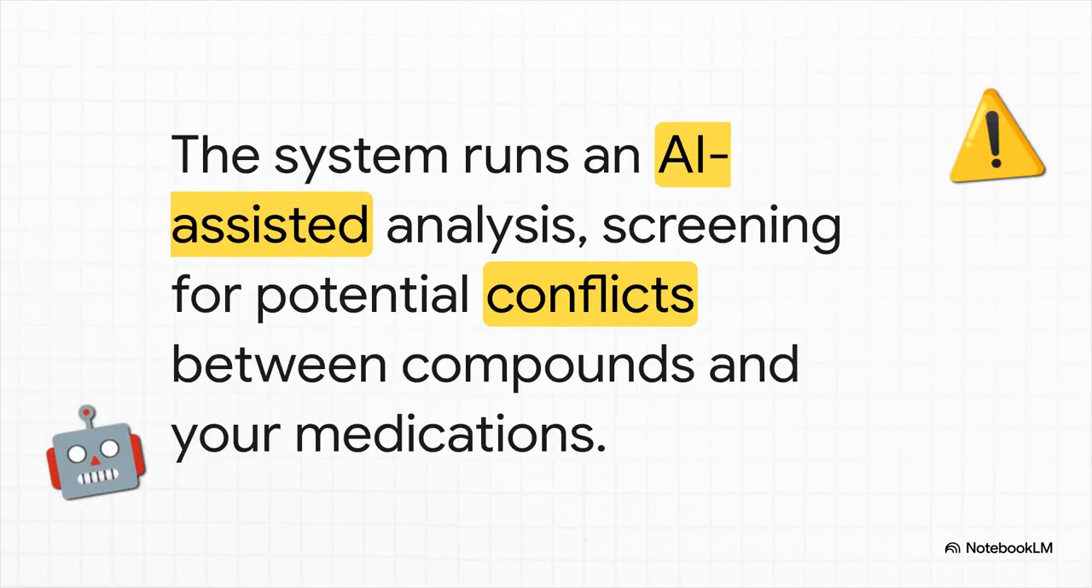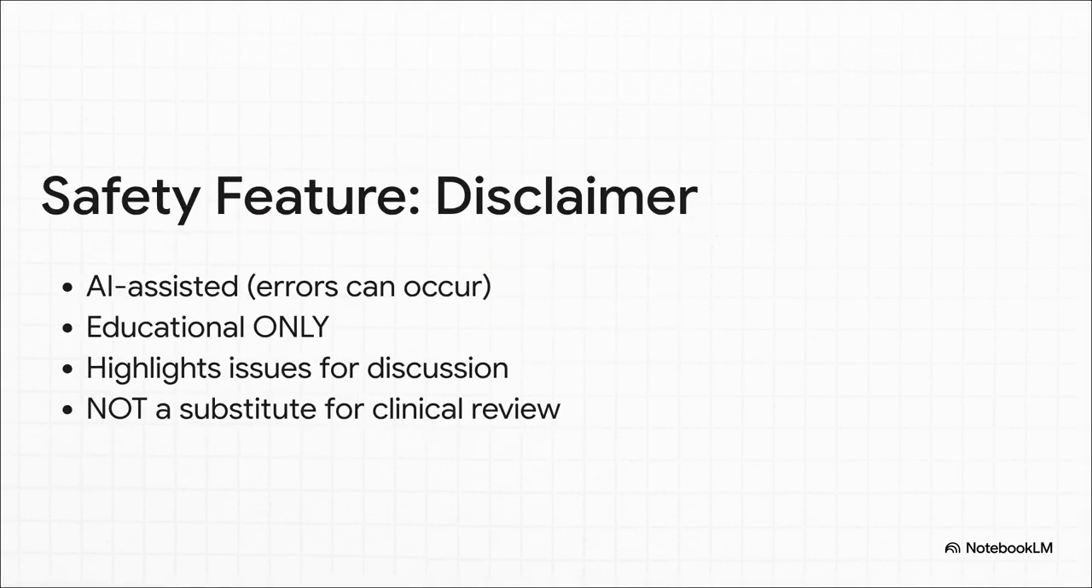Now, here's one of the most powerful features. As you're building your draft, the system is actually running an AI-assisted analysis in the background. It's screening for potential conflicts between the preclinical compounds you're choosing and the conventional medications you're already taking. But, and this is a big but, let's be super precise about this safety feature. It is AI-assisted, which means it's a helpful guide, but it's not perfect. Errors can happen. Its purpose is purely educational. It's designed to flag things for you to talk about with your doctor. It is absolutely not a substitute for a real clinical review by a healthcare professional.